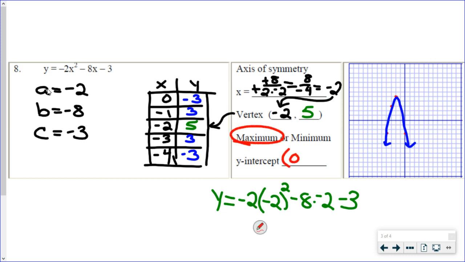And my y-intercept is when x is 0. You actually can see it right here. When x is 0, y is -3. So sometimes that table will tell you your y-intercept. Make sure you know.